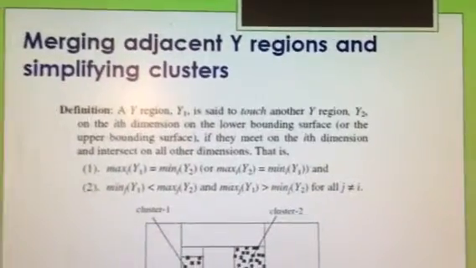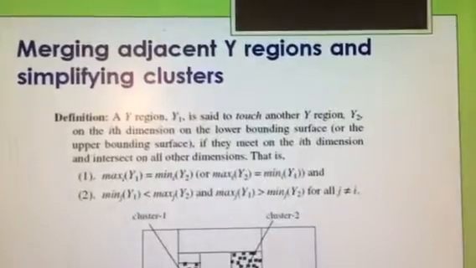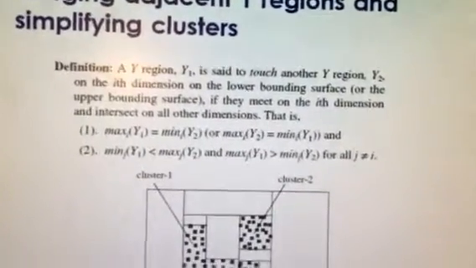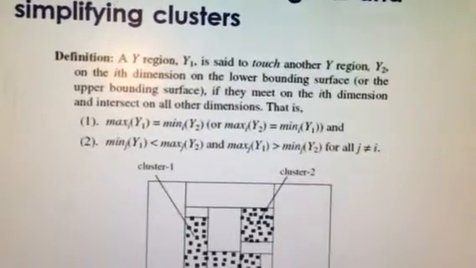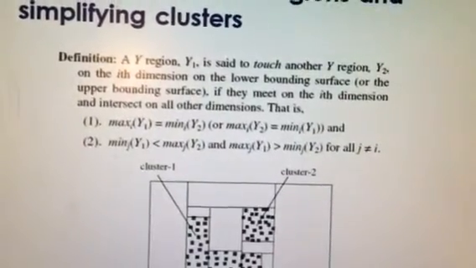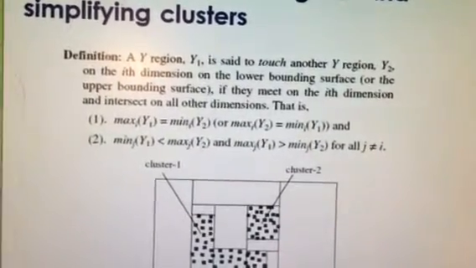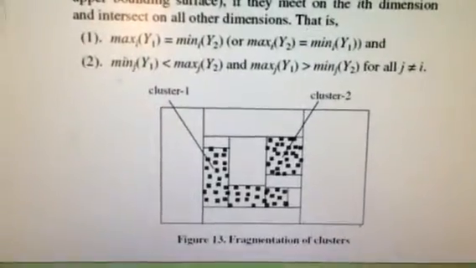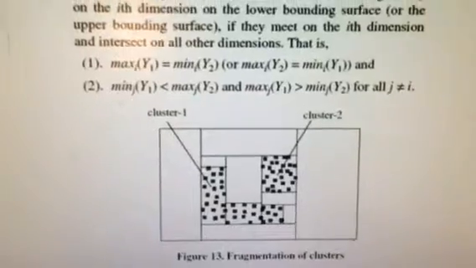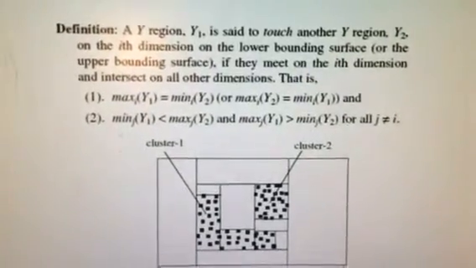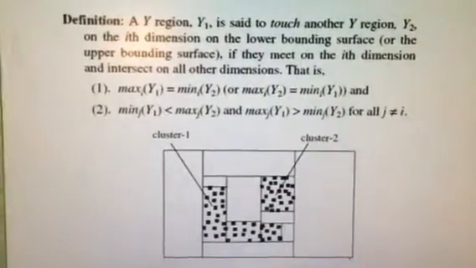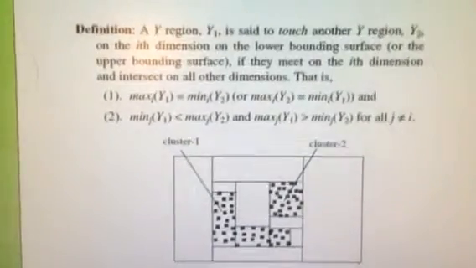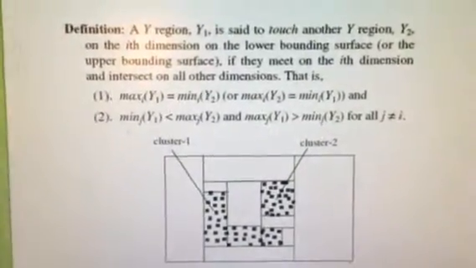And then after doing all that, you now do the merging of the adjacent regions and the simplification of the clustering, which defines a Y region and is said to touch another Y region. So look at this, this is the program for fragmenting of the clusters, that will help fragment, that is partition, the useful data and the ones that we don't really need.